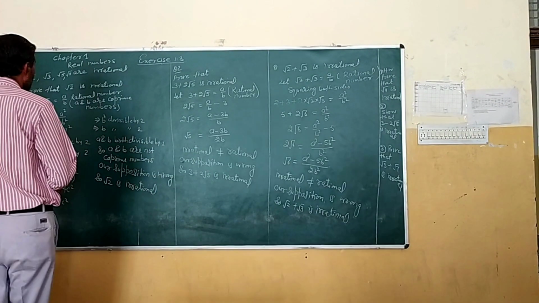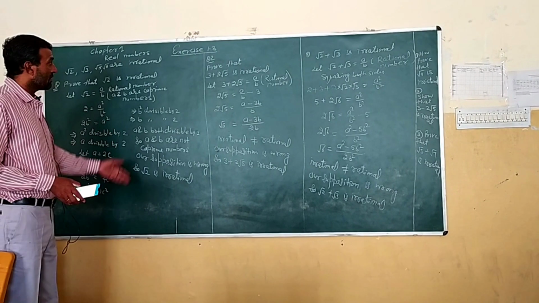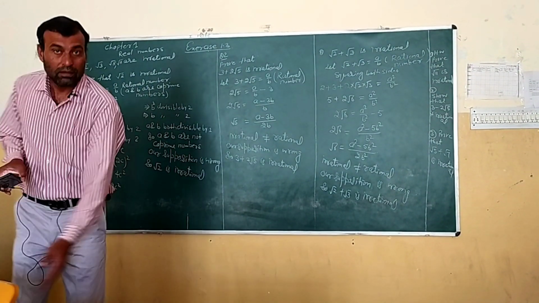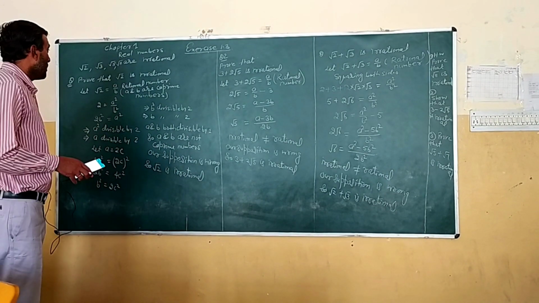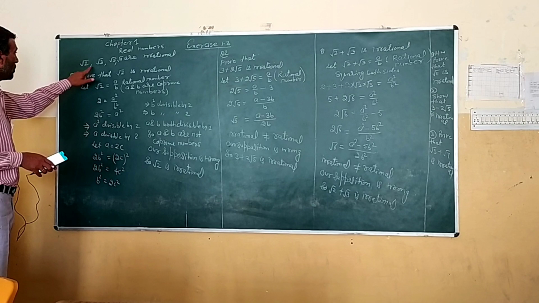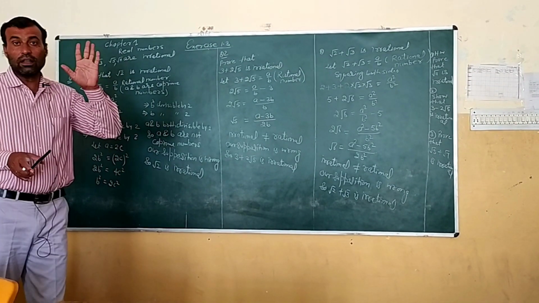Today this is our third video for Chapter 1, Real Numbers, and now we have to discuss the exercise 1.3. First of all, root 2, root 3, root 5, root 11, all are irrational numbers.